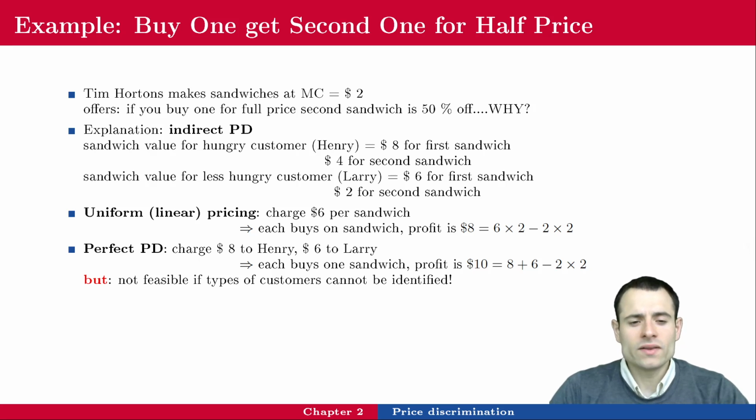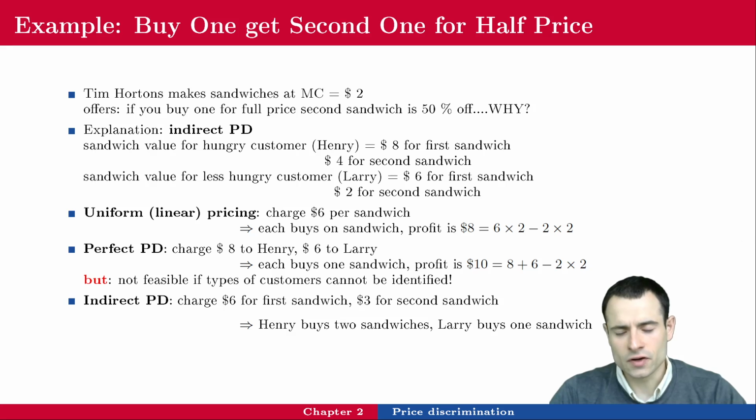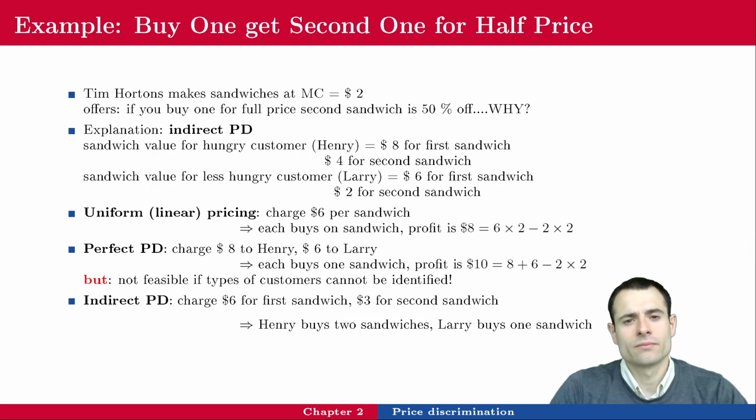Now, what can we do with indirect price discrimination? We have two types of customers. So Tim Hortons is going to propose two different options. The first option says, you want one sandwich? You pay $6 for it. The other one is the BOGO bundle. You can buy two sandwiches for $9. $6 for the first, $3 for the second.